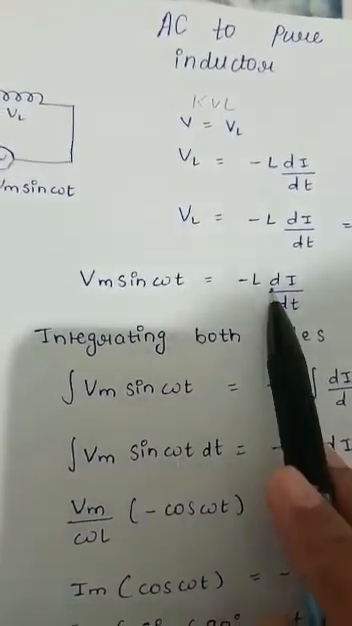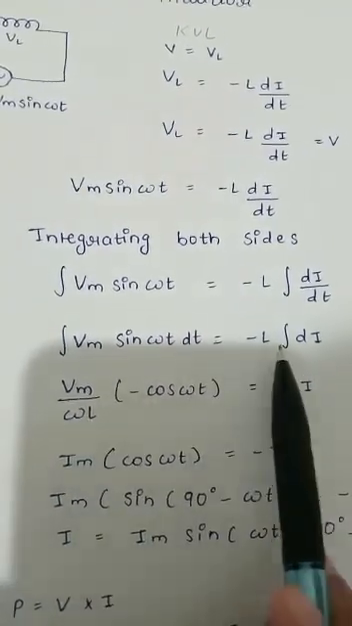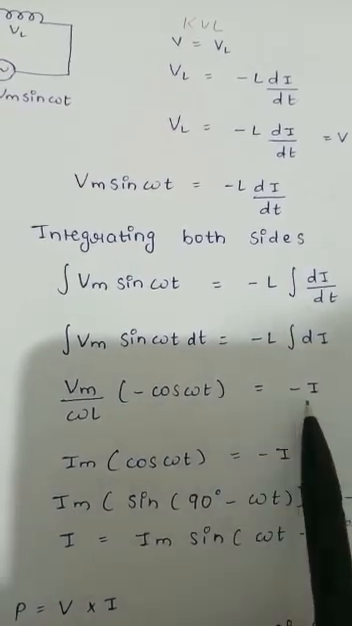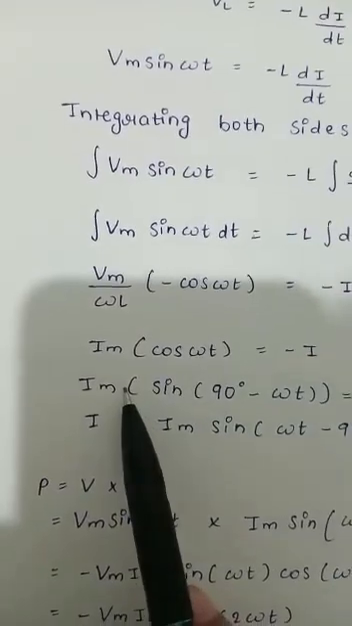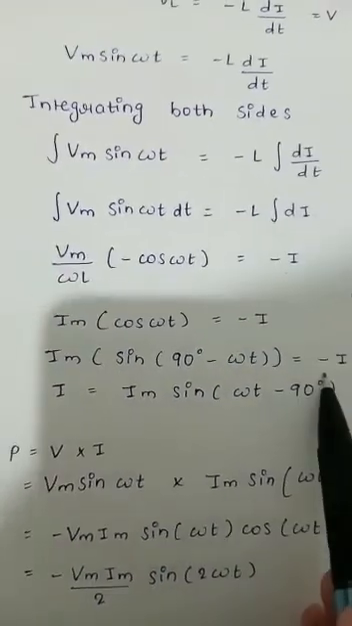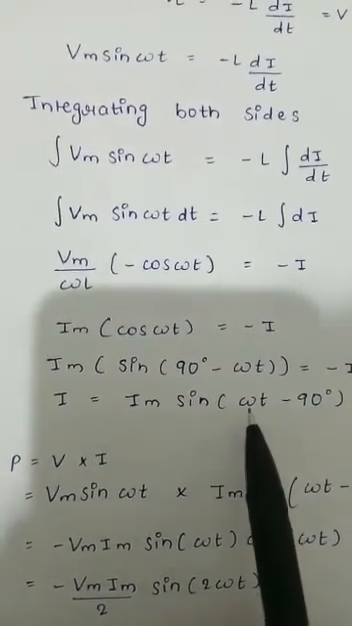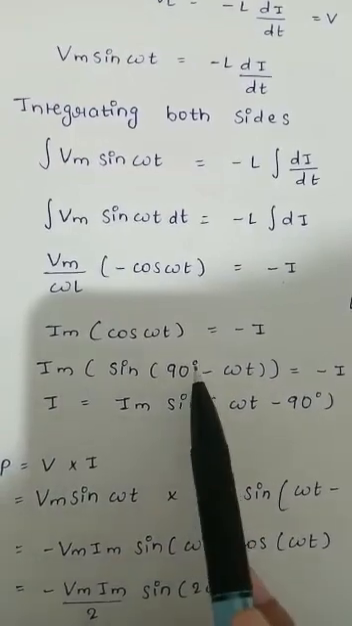By integrating both the sides, what we get is Vm by omega L. This L is from here. And integration of sin omega t is minus cos omega t, which is equal to minus I. So Im cos omega t is equal to minus I. So Im sin of 90 minus omega t is equal to minus I. And that's why I is equal to Im sin of omega t minus 90 degree. This minus sign comes over here and the angle will get changed.